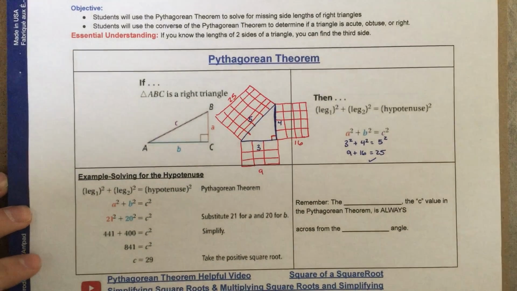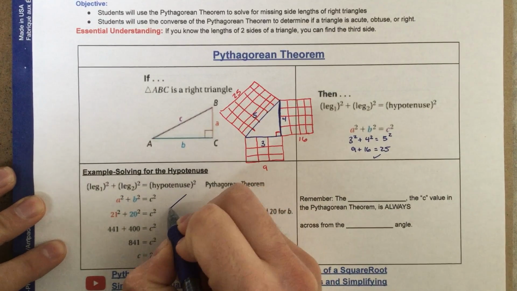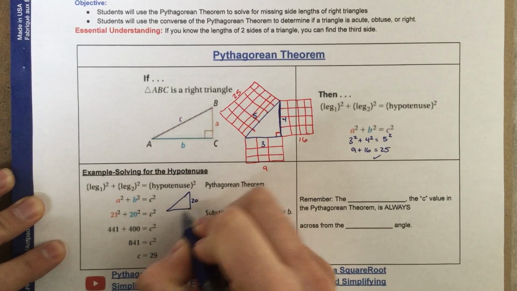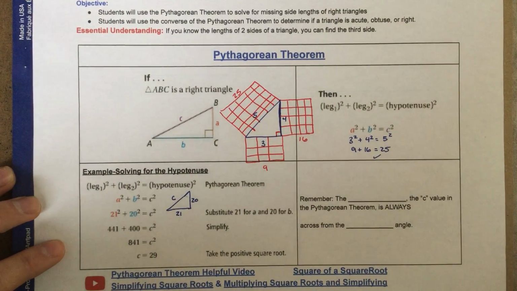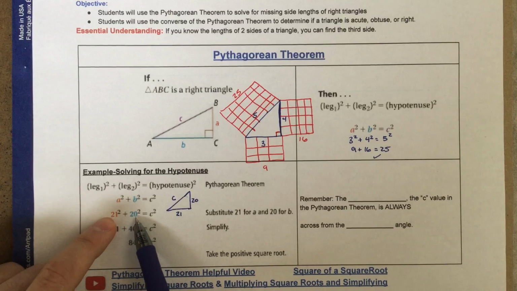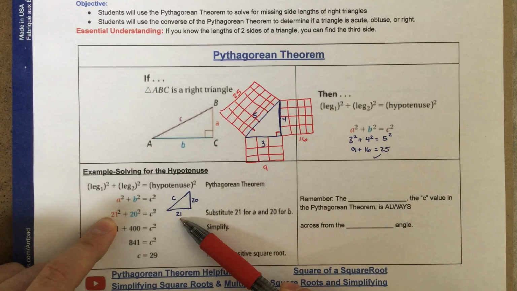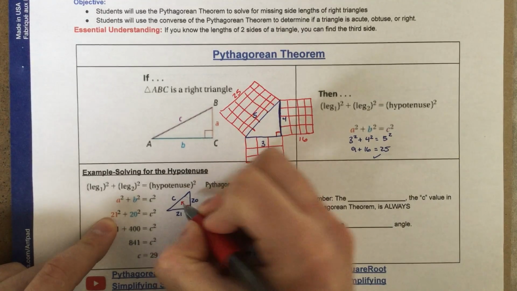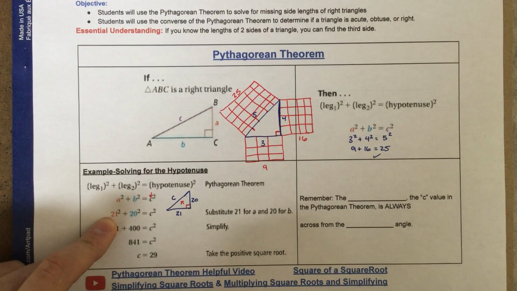So let's look at a problem. If I'm given a right triangle, and I know the side lengths are 20 and 21, and I'm trying to find the hypotenuse, the C. That means I'm going to take my 20 and 21 and substitute them in for A and B. Now, it's okay if you say this 20 is A and 21 is B, or vice versa, as long as the hypotenuse is always C. This one always has to be the hypotenuse, no matter what.